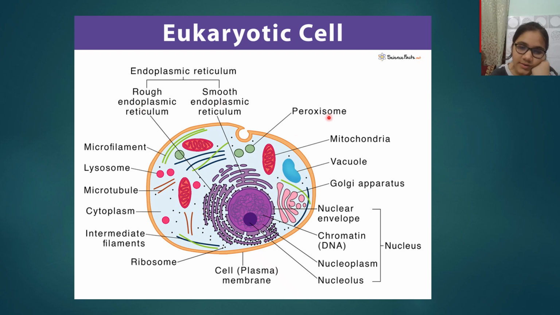Now this is the what? Peroxisome, mitochondria, then vacuole, Golgi apparatus, this one, nuclear envelope, chromatin, DNA, nucleoplasm, it is also present, and this is the nucleolus. ये क्या है? Cell plasma membrane. Then this is the ribosome, intermediate filament, cytoplasm, ये पूरा cytoplasm ही है. Microtubules, lysosomes, and the microfilament. So this is all about the eukaryotic cell. So we have seen about the prokaryotic cell and the eukaryotic cell also.